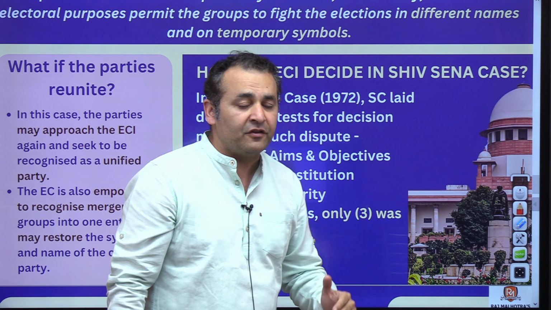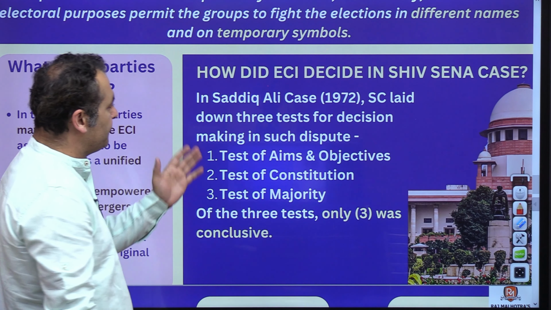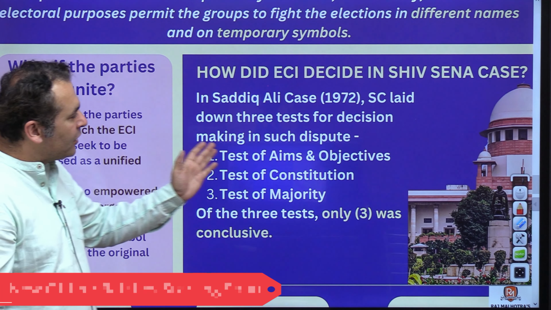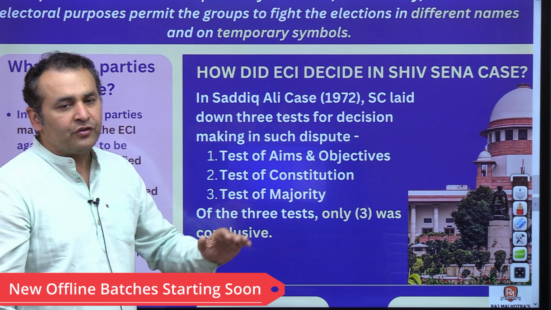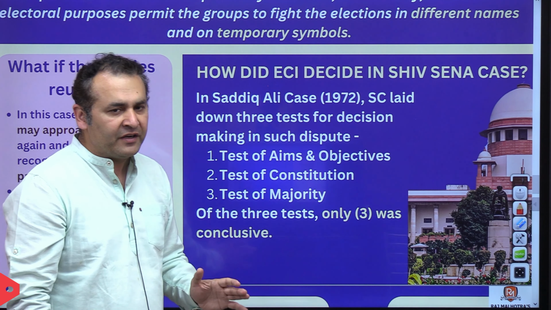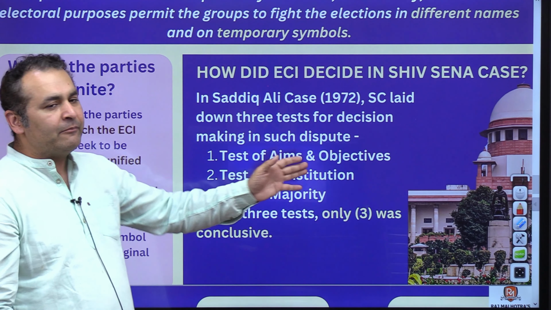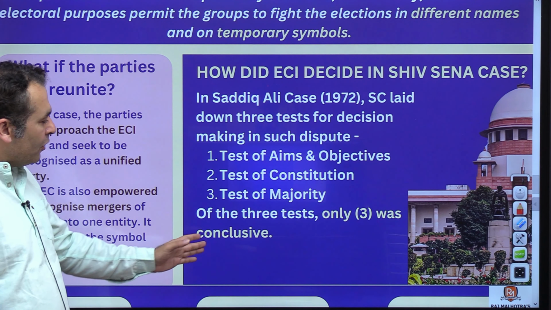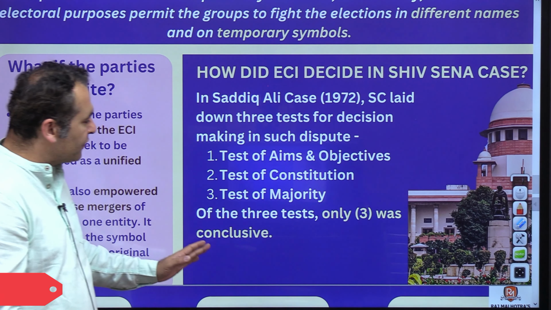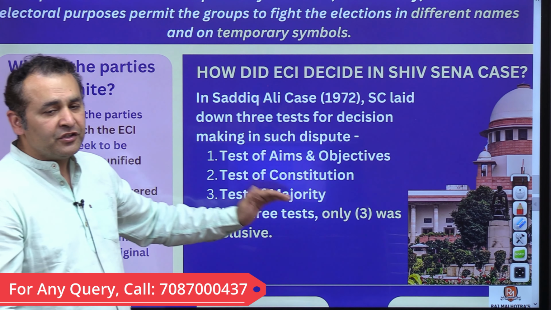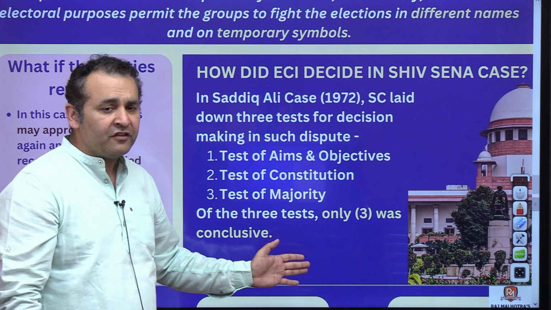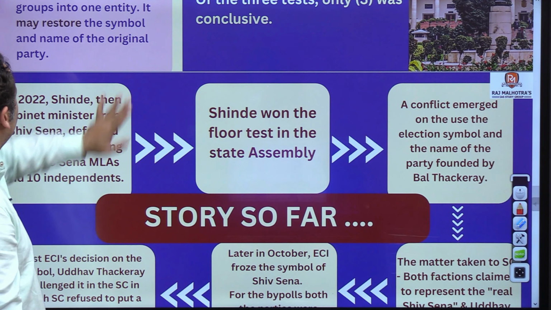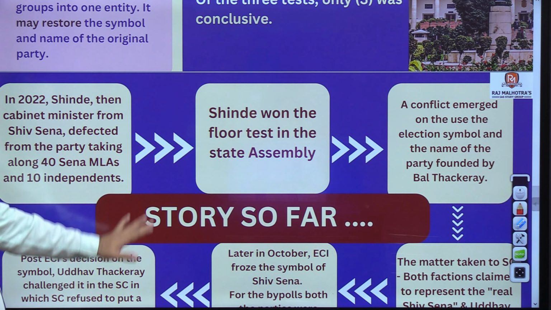Like on what basis, on what grounds was the decision taken? So in the Sadiq Ali case 1972, the Supreme Court laid down three tests for decision. Like on these three grounds, three bases you can decide. Number one, test of aims and objectives, number two, test of constitution, and number three, test of majority. Of the three tests, only the third was conclusive, that yes, Mr. Shinde's faction had the support of the majority, and accordingly the decision was taken. So this is the story so far.